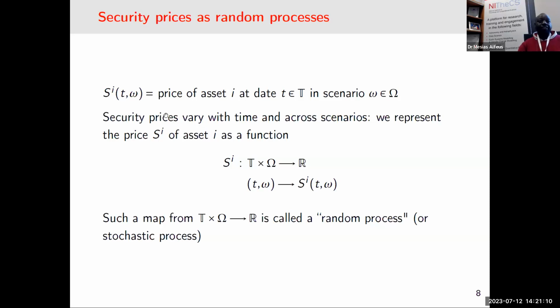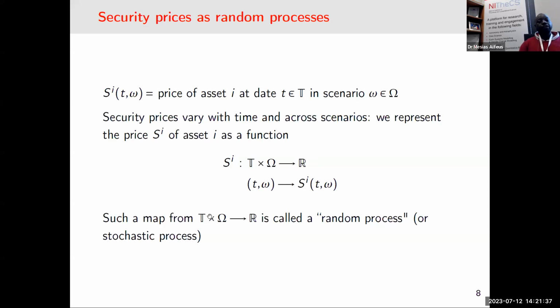This security price varies across time and also across market scenarios, meaning it can be represented as a random process. So this is a function on a cross product: it depends on the time and also on the scenario, and its output is a real number.